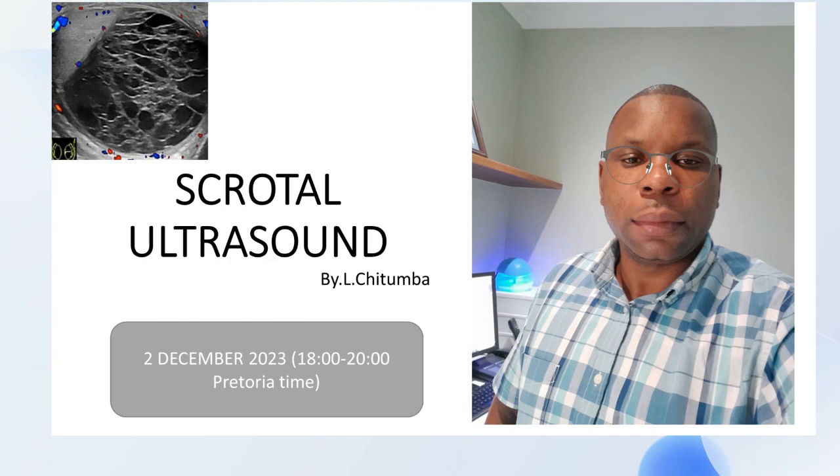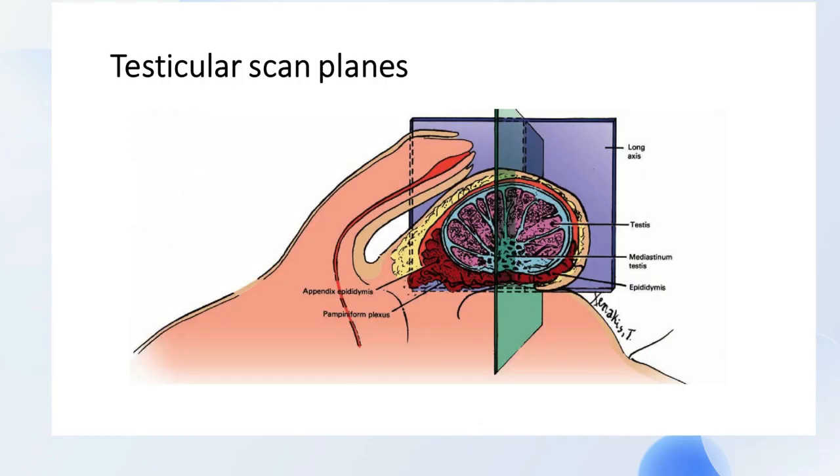So in this module, we are basically going to talk about the anatomy, the technique, and the pathology that affect the scrotum. Before I elaborate further, just like any other examination that you do, you're supposed to scan your scrotum in two planes. That is the longitudinal section and the transverse section.